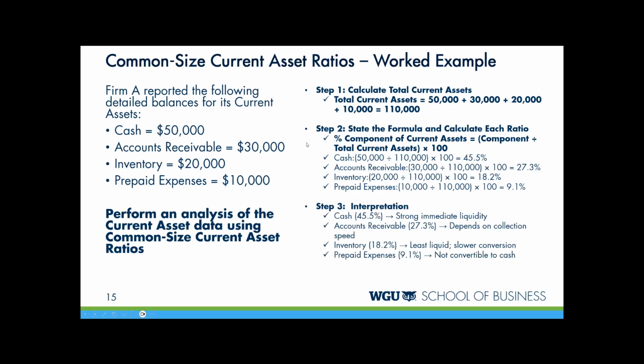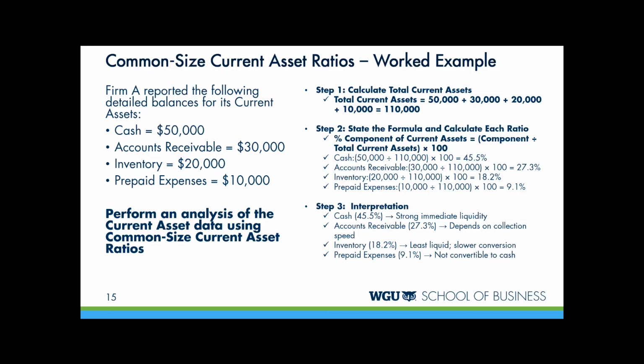Then we can interpret the results, because now we have a comparison of how much each account is represented in our current assets as a percentage. What we see, fortunately, is that our cash represents the highest percentage of these current assets. So that tells us we have a pretty strong immediate liquidity position. We have accounts receivable of 27.3%. How quickly we can convert that into actual cash is going to depend on our collection speed. Our inventory represents 18.2%.